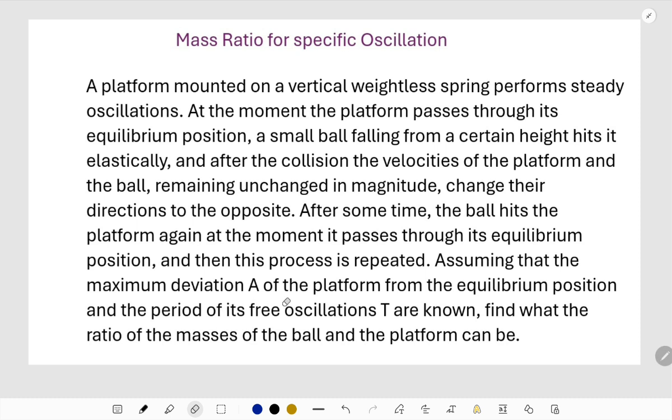Assuming that the maximum deviation A of the platform, that is the amplitude of the oscillation, from the equilibrium position, and the period of its oscillation T are known. For the platform, these things are known. Find what the ratio of the masses of the ball and the platform can be.